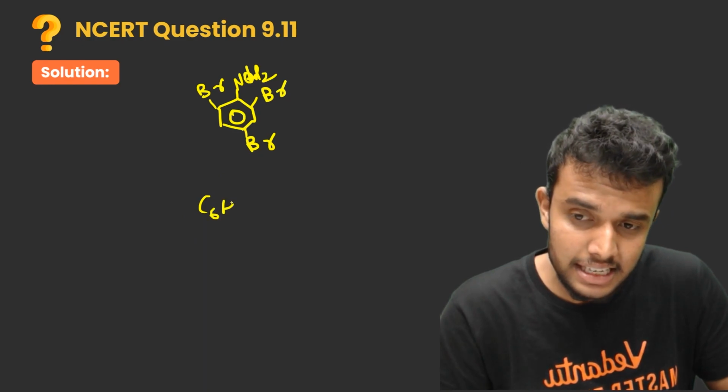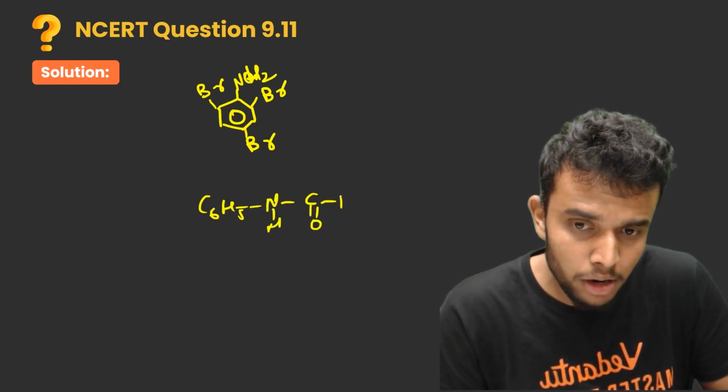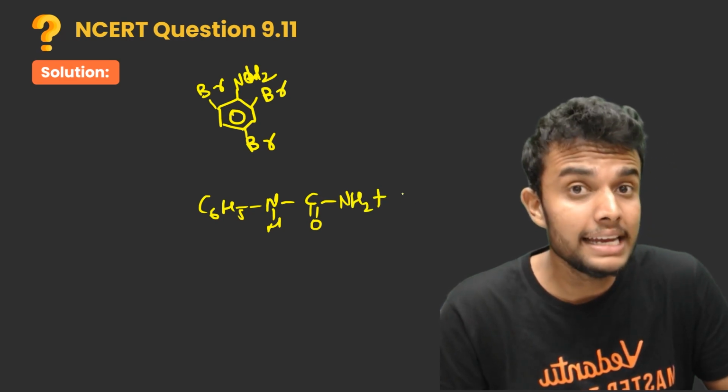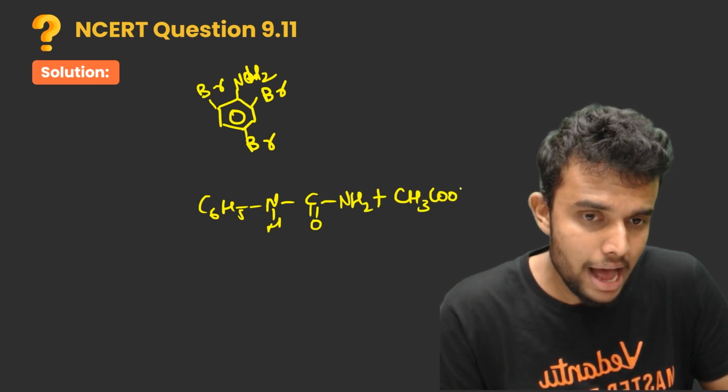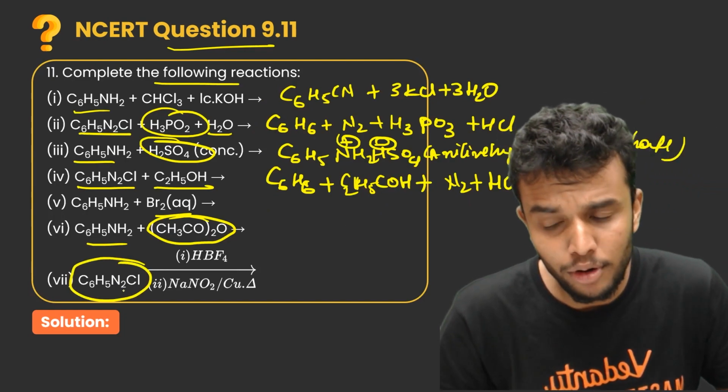What is the structure? C6H5NH, C double bond O, CH3. It yields an amide compound, students, with acetic acid, CH3COOH. The last one is a diazonium salt.